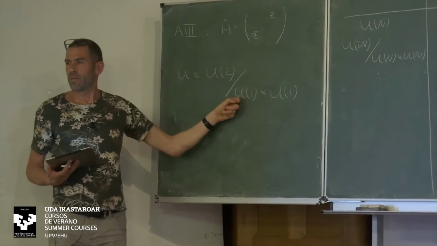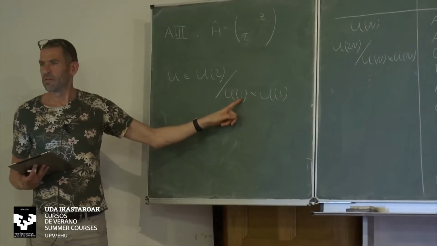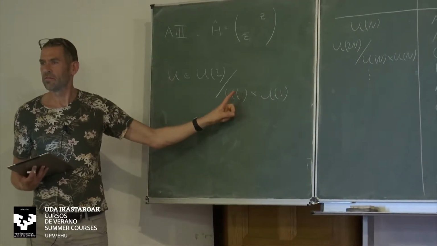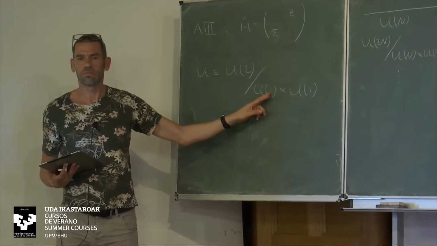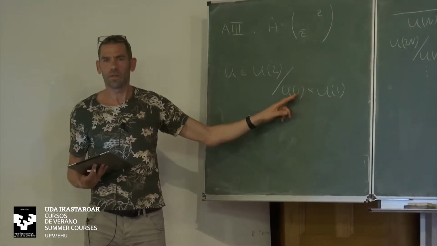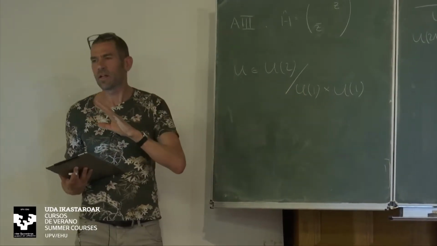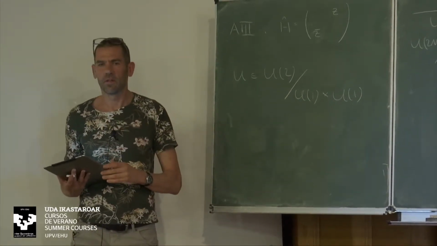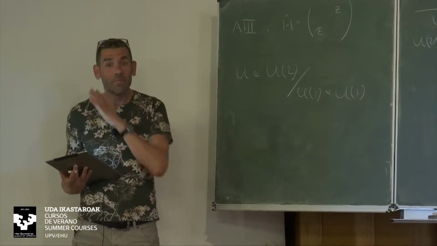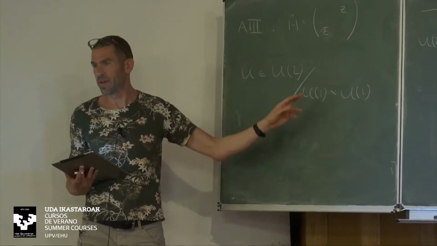Now, can somebody tell me what this is geometrically? Any idea? Torus. Torus? Nope. Almost. A little richer. You're getting close. Sphere. This is a two-sphere.